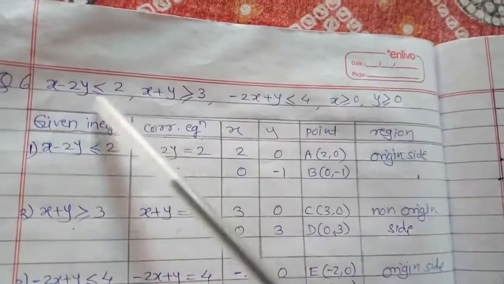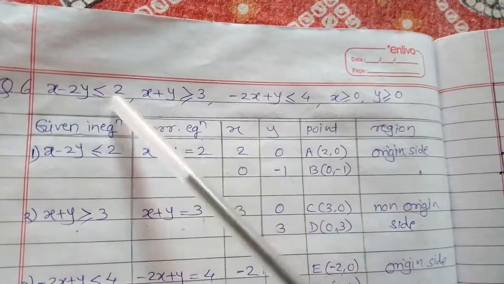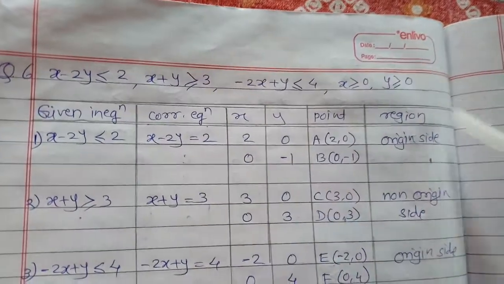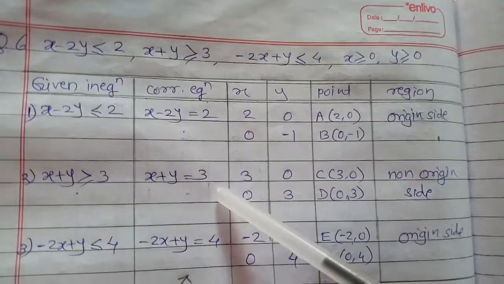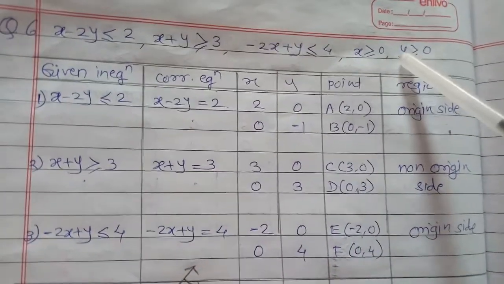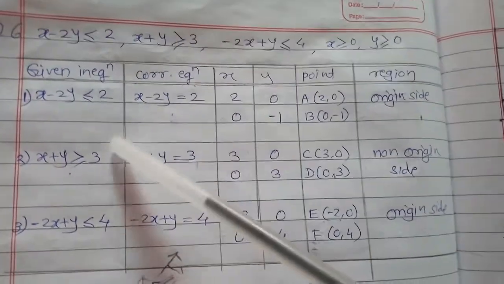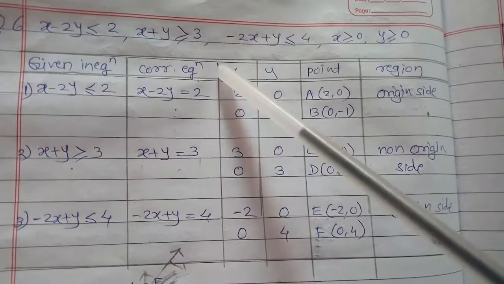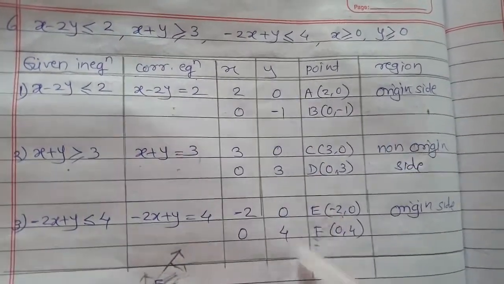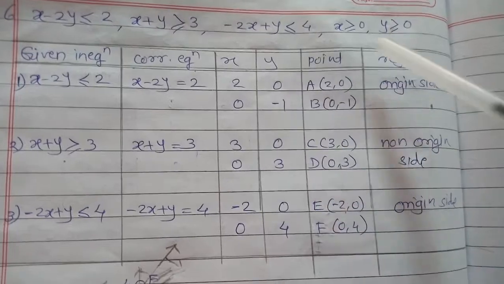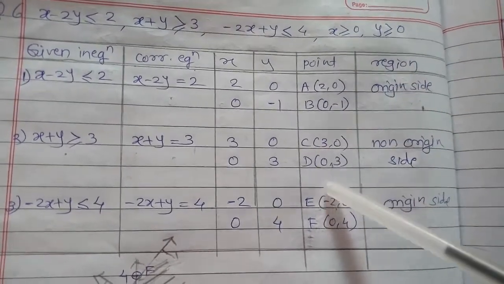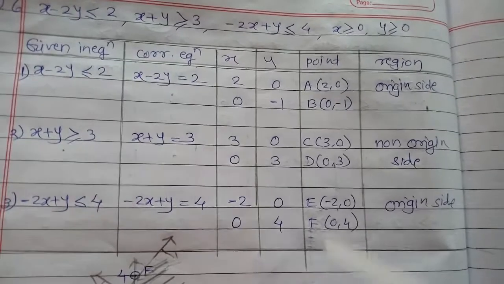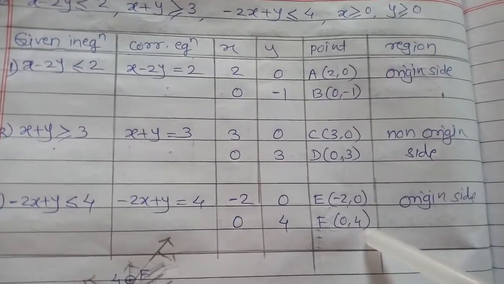In this example we are given three inequations, 1, 2, and 3. So we have to do the same as we did for the two equations. Again you are given x is greater than or equal to 0, y is greater than or equal to 0. So we write down the given inequations' corresponding equations, find the x coordinates and y coordinates, and here we get the 6 points: A, B, C, D, E, and F. You know how to find these points.